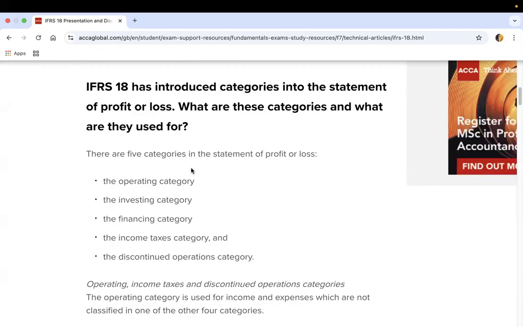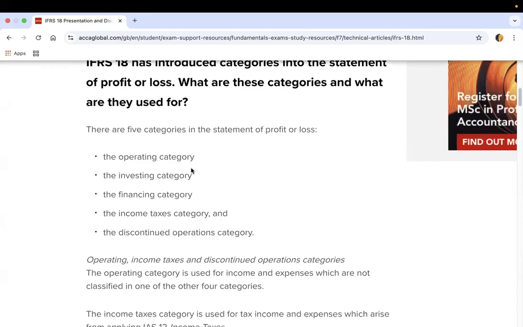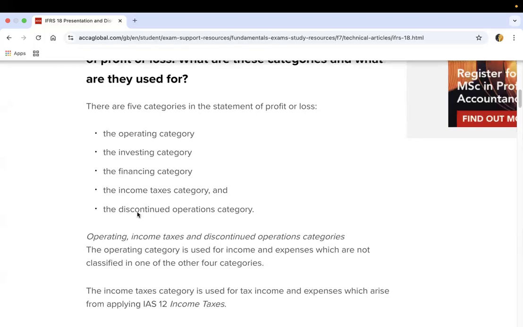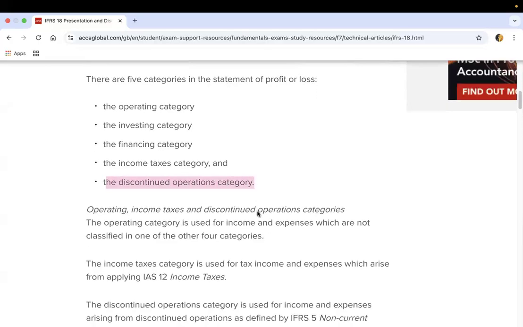So in cash flows, what do we have? We have operating activities, investing activities, and financing activities. In the same way, IFRS 18 has categorized these five elements into SOPL. So SOPL currently has five categories: the operating category, the investing category, the financing category, the income tax category, where we are going to include the taxes, and lastly, the discontinued operations category. This would exist only if we have IFRS 5 in the question.